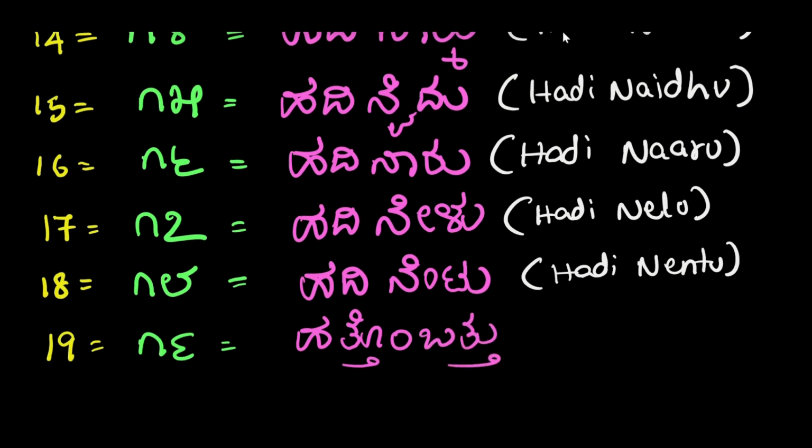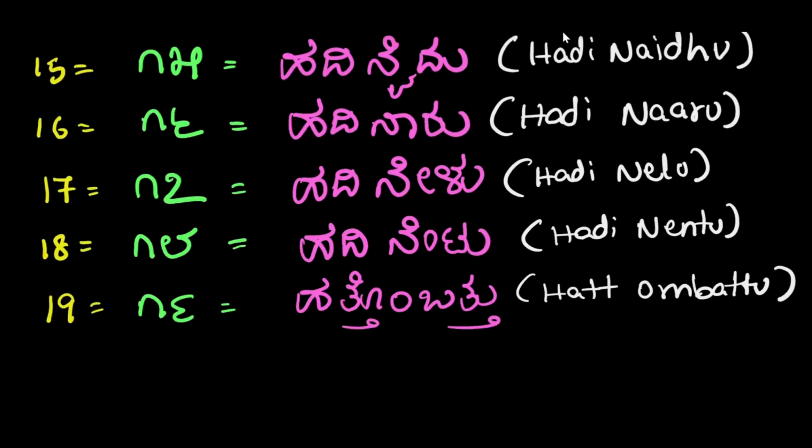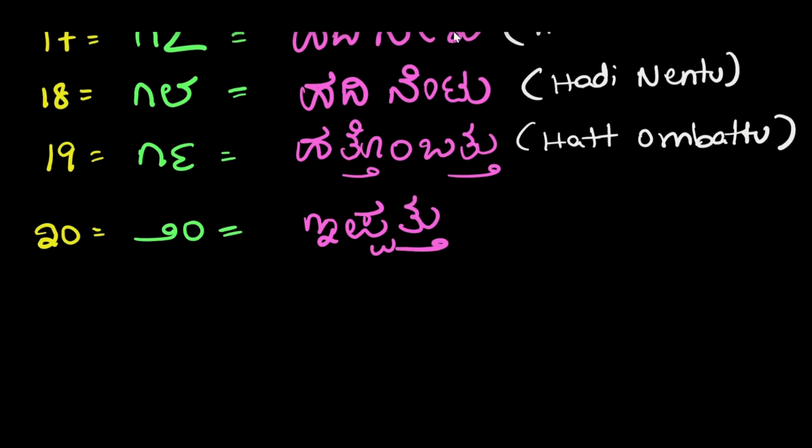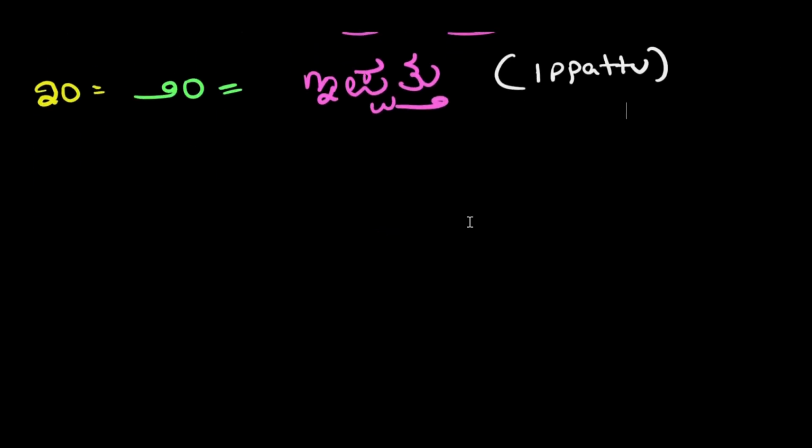ಹತ್ತೊಂಬತ್ತು. Okay, ಹತ್ತೊಂಬತ್ತು, not ಹದಿಯೊಂಬತ್ತು, it's ಹತ್ತೊಂಬತ್ತು. And 20 is different. So 20 is pronounced as ippattu. Okay, ippattu is 20. 20 ಗೆ ನಂತರ ippattu. 20 done. And 21, 22, it's very easy, simple.